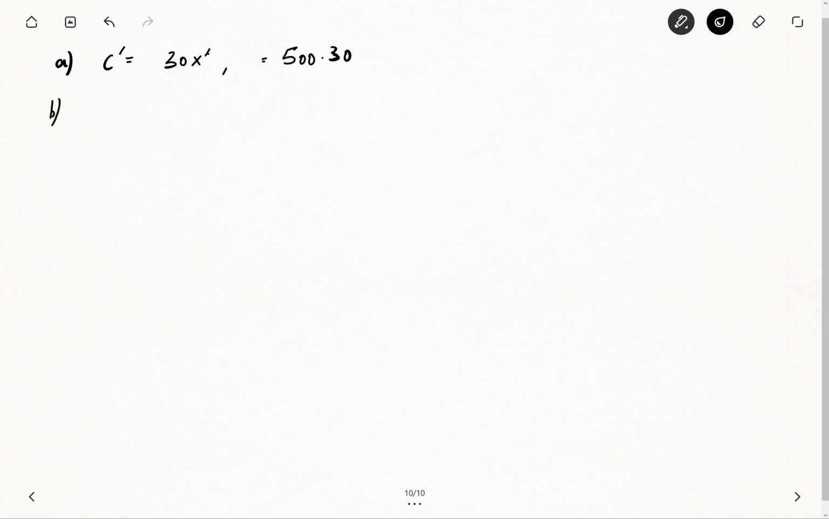For the B part, I want you to figure out the rate of change in revenue. Well, R prime is just negative 2x over 20.